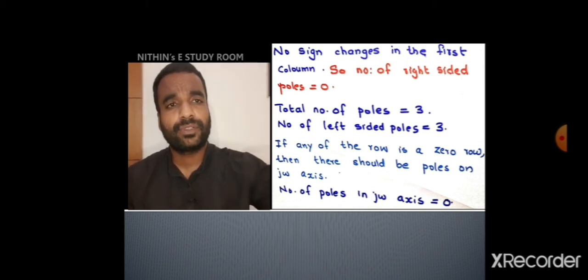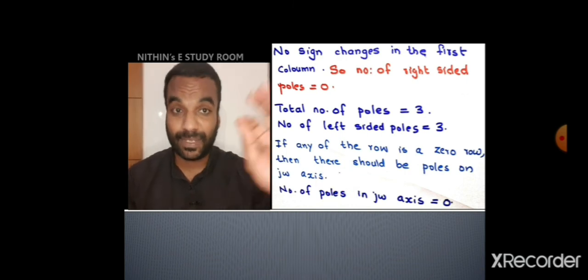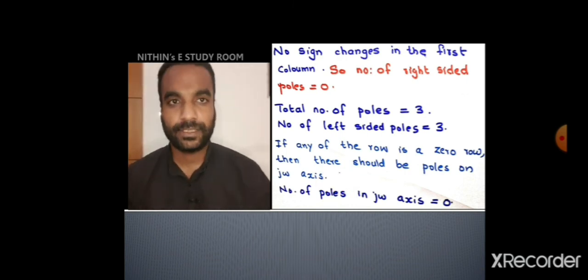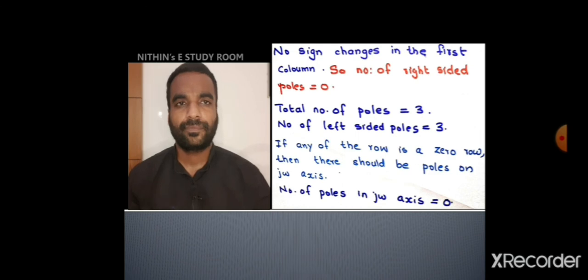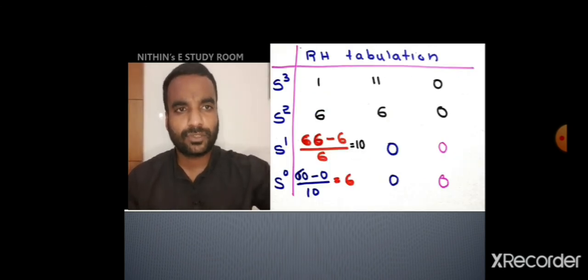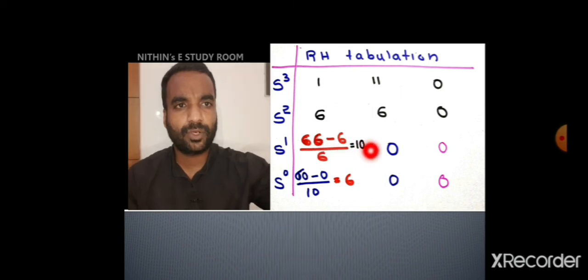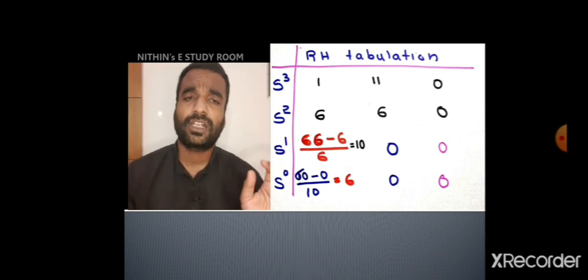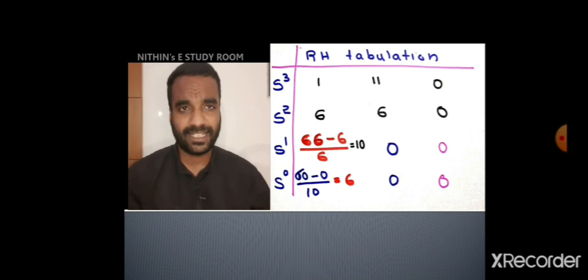Okay, before going to this step, please read this one. If any row is a zeroth row, then there should be poles on the j omega axis. That is an important thing. In this problem, we know that there is no zeroth row. A zeroth row means all the elements in a row become 0. Here we can see the first element is non-zero, and here also the first element is non-zero. So zero rows are absent in the present case.